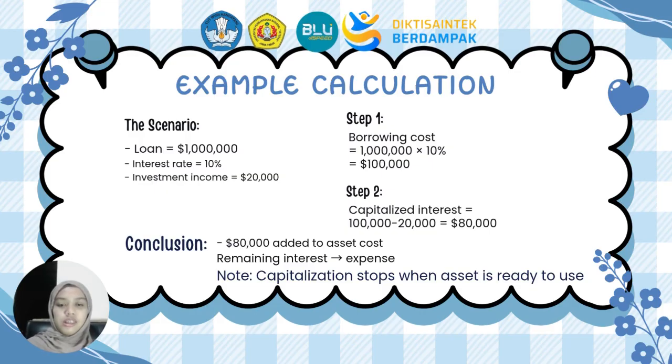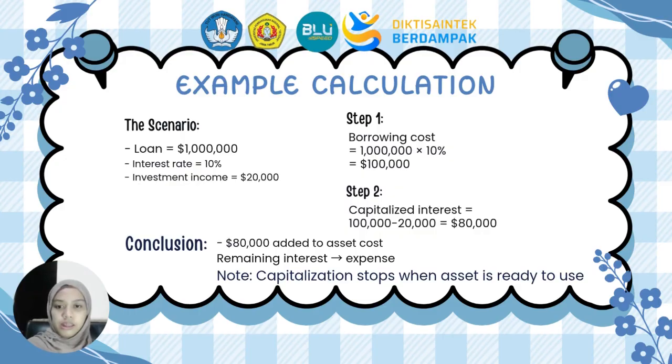During construction, the company has some extra cash from the loan. They invest this extra cash. They earn $20,000 from that investment. So the loan is $1 million, the interest rate is 10%, and the investment income is $20,000.